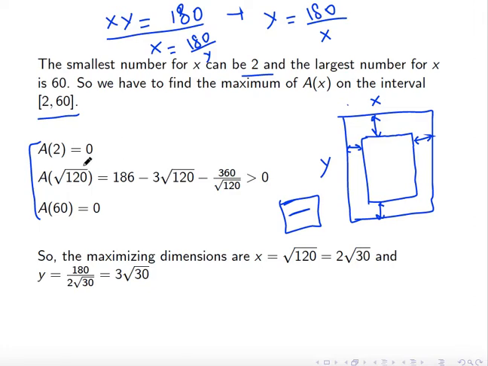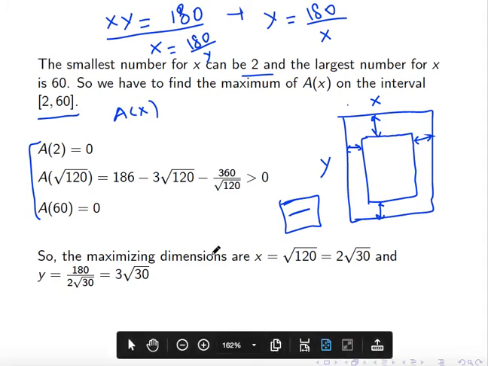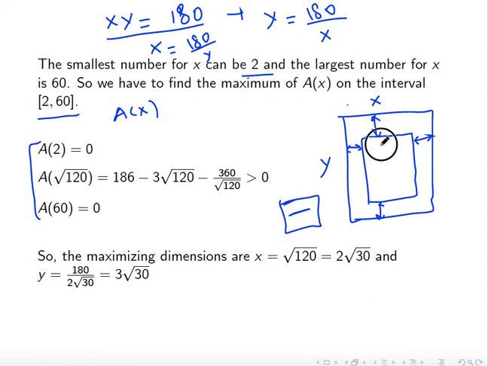So that means the area of it is 0. And if you plug 2 into the definition of A of x, you'll see that the answer is 0. Also the same for 60, and then we evaluate at square root of 120. Obviously the answer is going to be greater than 0. You can check that, but you will see that it's greater than 0. So it means that square root of 120 is maximizing this function A of x. And remember, the question was not asking about the maximum area, it was asking about the dimensions which are maximizing this area.